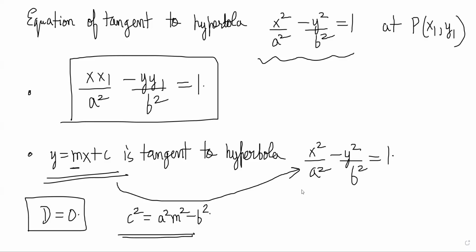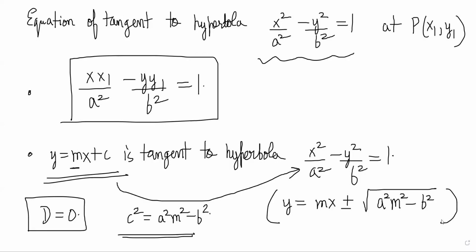And here m is the slope of the tangent, and equation of the tangent is y is equal to mx plus minus root over a square m square minus b square. So notice that this equation is very similar to the equation of tangent to the ellipse in slope form, right? So that should be something that you know.